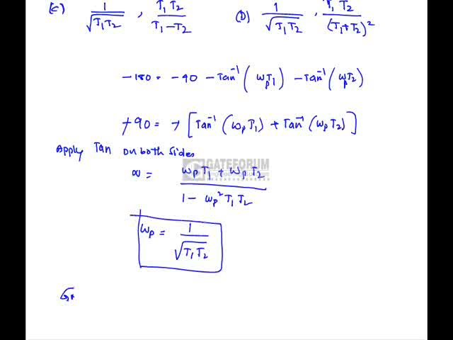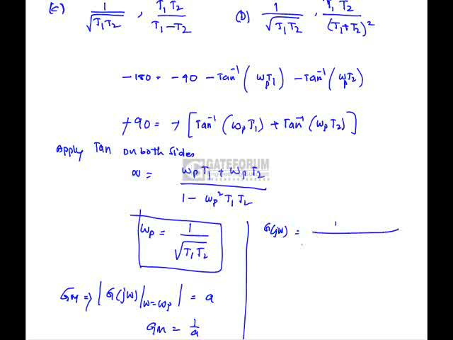Here the gain margin is calculated from the magnitude of G of j omega at omega equals omega P. If I indicate this with A, then the gain margin is 1 by A. So if we substitute omega P in the magnitude of G of j omega, which is 1 by s times (1 plus s T1)(1 plus s T2), we will get the magnitude as T1 T2 by (T1 plus T2), and the gain margin is (T1 plus T2) by T1 T2. Hence option A is correct.